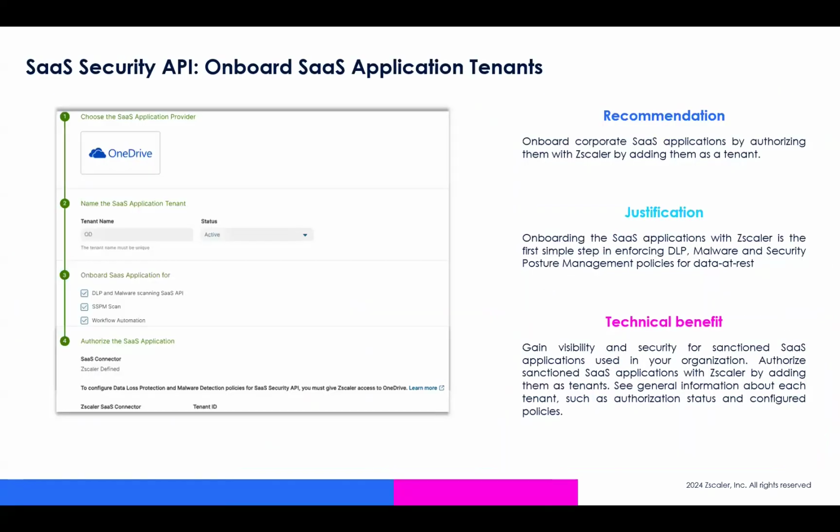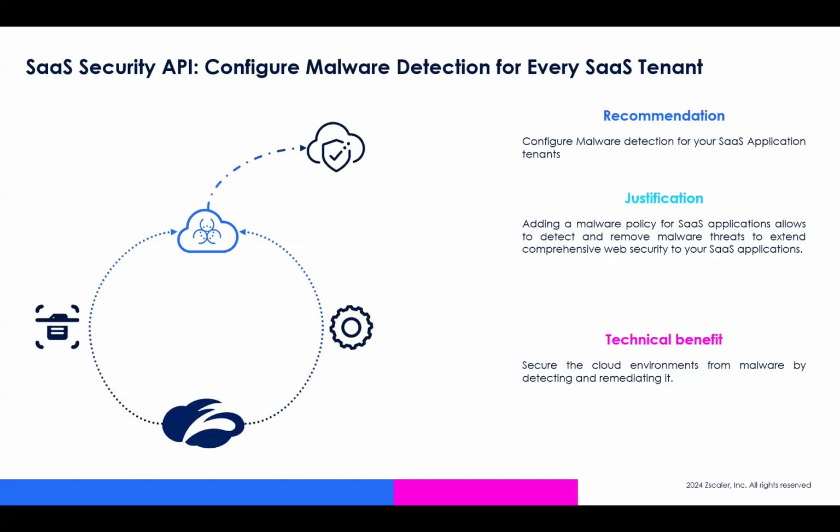Let's take a look at the actions you should take in order to configure data protection policy for your data at rest. First, you should onboard SaaS applications tenants. Onboarding SaaS applications with Zscaler is the first simple step in enforcing DLP, malware, and security posture management policies for data at rest. This will allow you to gain visibility and secure sanctioned SaaS applications used in your organization, authorize sanctioned SaaS applications with Zscaler by adding them as tenants, and see general information about each tenant, such as authorization status and configured policies.